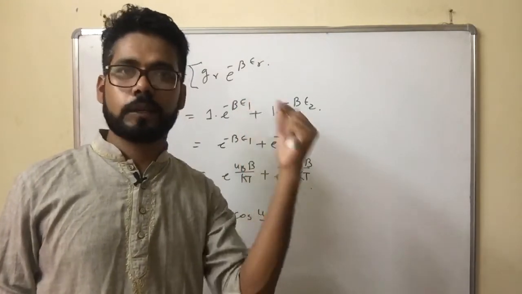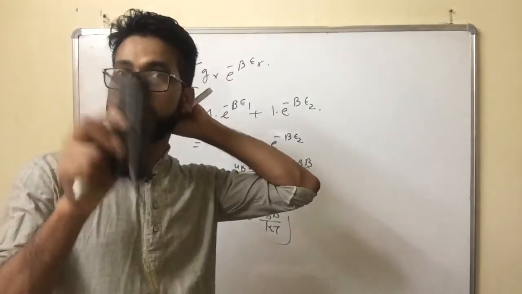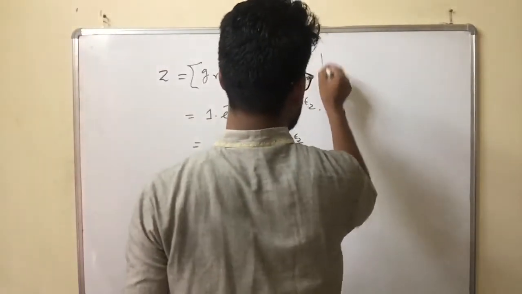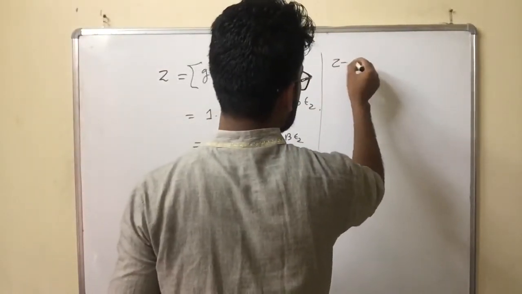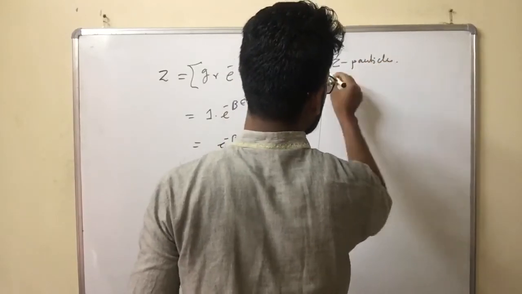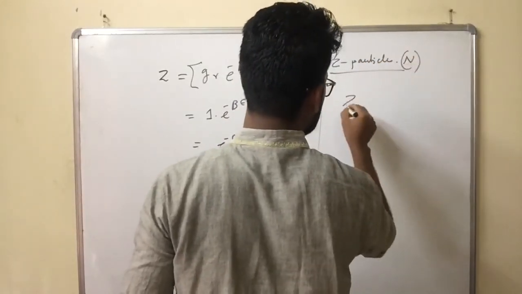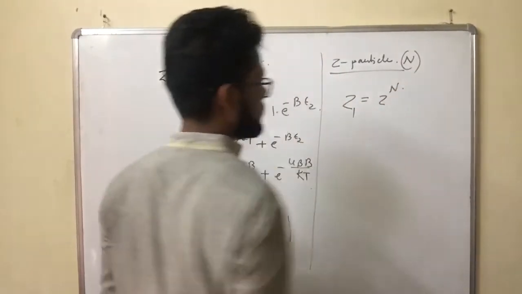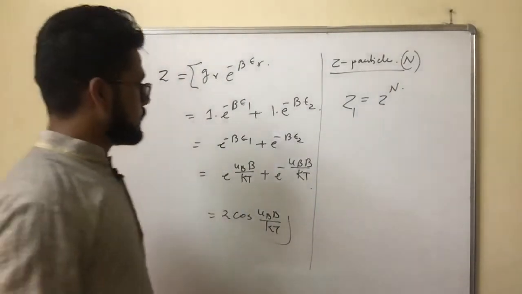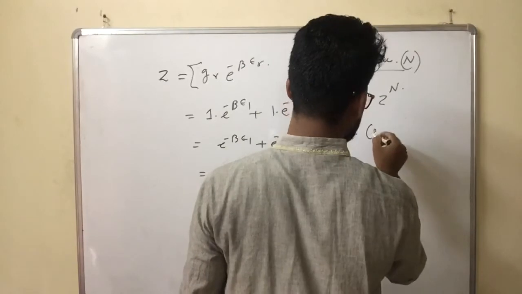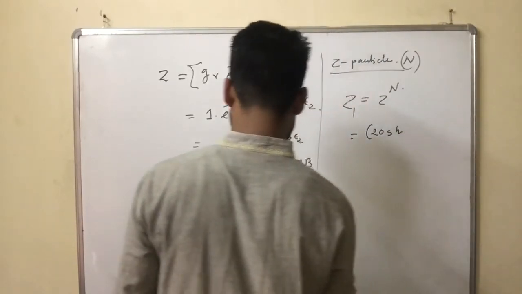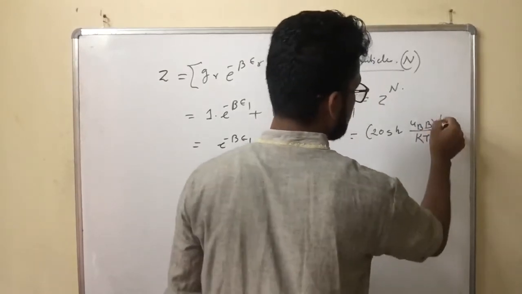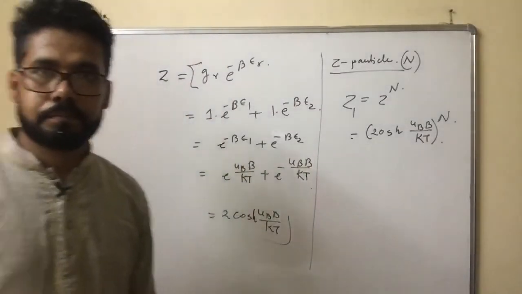Okay, that is the difference. That's why I am telling you, this is the partition function for a single particle. For n particles, the total partition function will be z to the power n, which means it will be 2 cosh(mu_B B by kT) to the power n. This is the partition function.